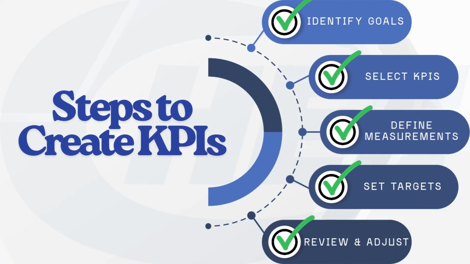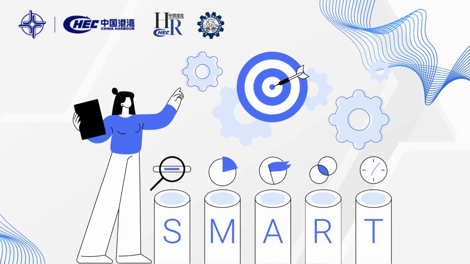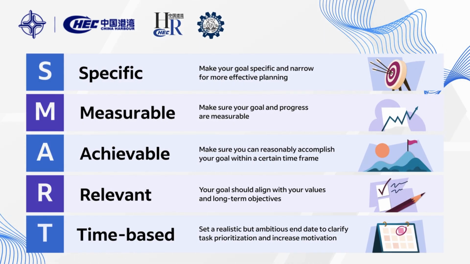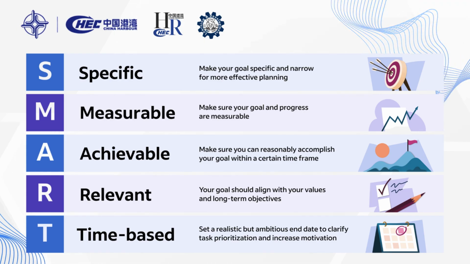Creating effective KPIs follows a simple 5-step process. Start by identifying strategic goals, then select the most relevant KPIs. Next, define how each will be measured, set clear targets, and finally, review and adjust them regularly to ensure continuous improvement. To create effective KPIs, we use the SMART framework. SMART stands for specific, measurable, achievable, relevant, and time-based.